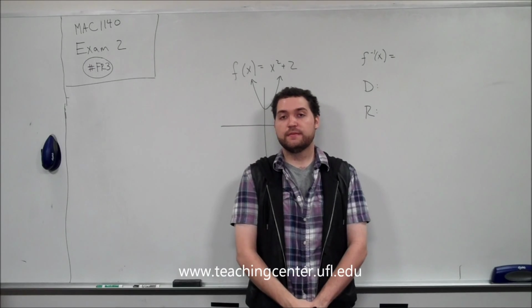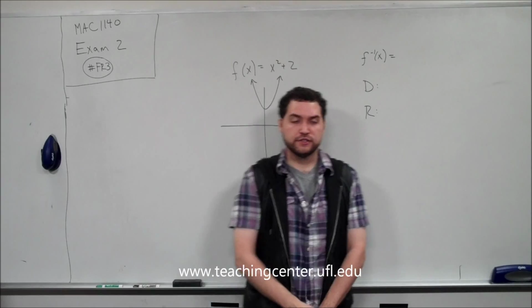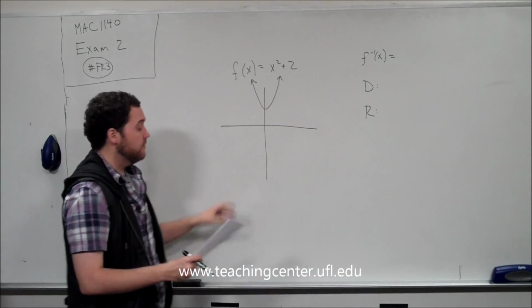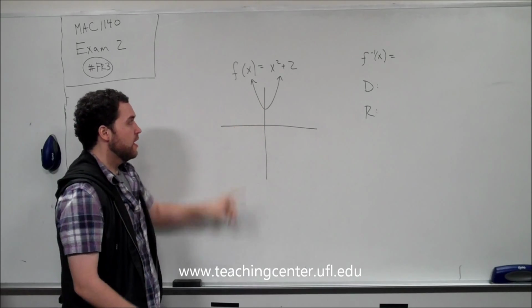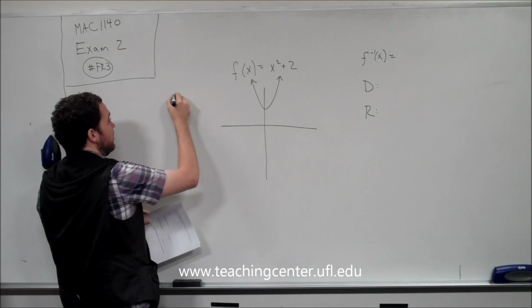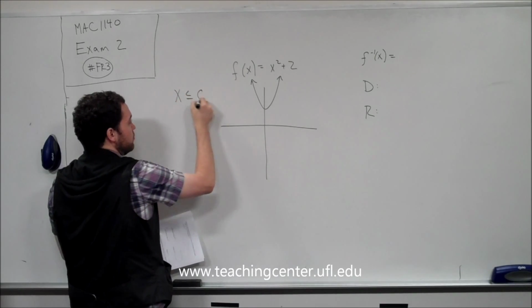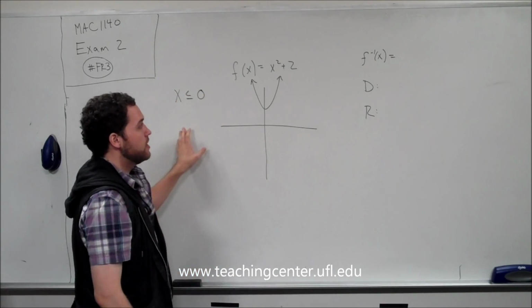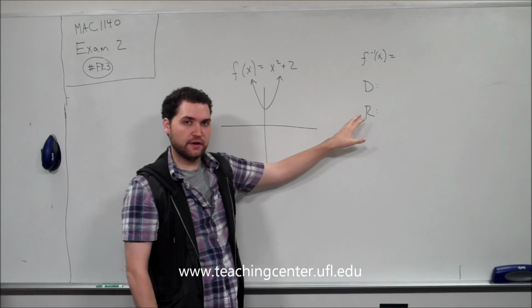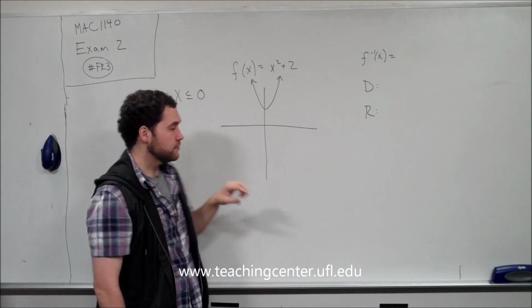Welcome to Mac 1140, Exam 2. This is problem number 3 of the tear-off section. In this question, they give you the function x squared plus 2, and they want you to limit its domain so that x is less than or equal to 0, so that we can find an inverse function. And then they want the domain and range of that inverse function, and then they want us to graph it.